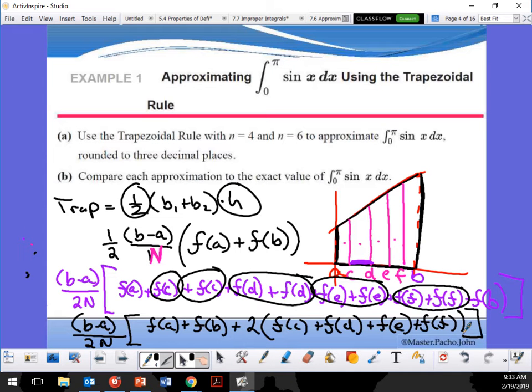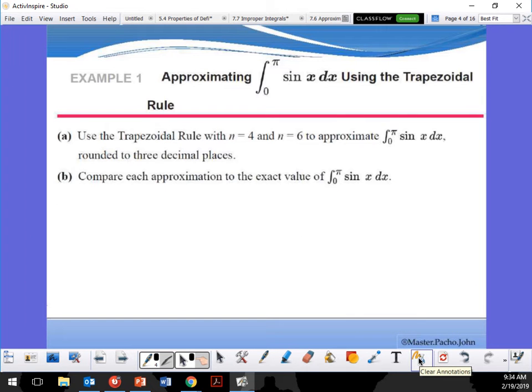times quantity of my first and my last plus 2 times all the ones in between. You guys sure you got it? Okay, let's see if we can do it now. Use trapezoid rule with n equals 4, n equals 6, approximate from 0 to pi, sine x dx, round to 3 decimal places. Okay, let's see if we can actually do this now.